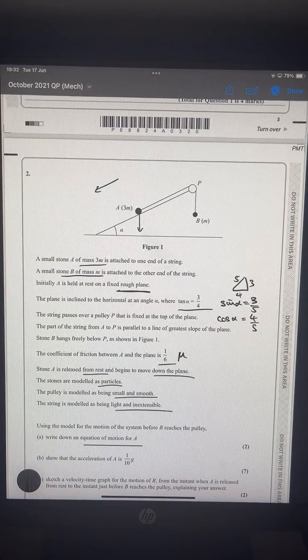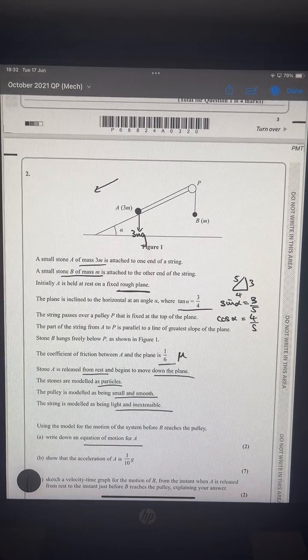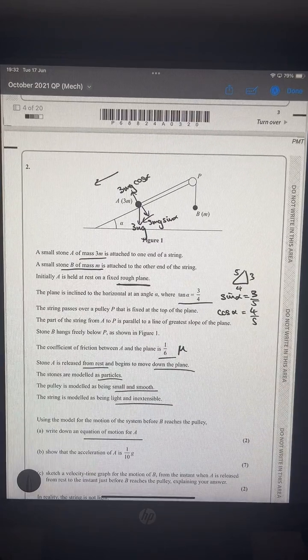So I've got 3mg this way. This component is going to be 3mg sin alpha. And the normal reaction force is going to be this one there, which is just going to be 3mg cos alpha. Check out my video on resolving forces if you want to see how that works.